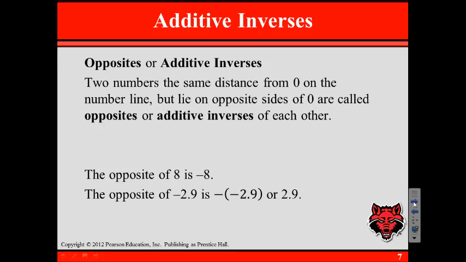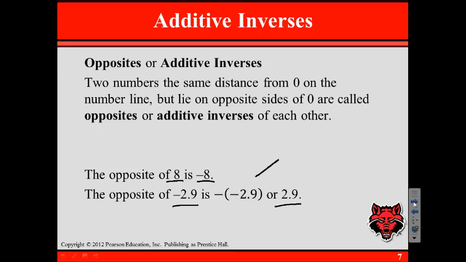When we speak about positive numbers and negative numbers, it's helpful to talk about additive inverses or opposites. An opposite or an additive inverse, these are two numbers that are the same distance from zero on the number line, but lie on opposite sides of zero. So 8 and negative 8, for example. 8 is 8 units to the right of zero. Negative 8 is 8 units to the left of zero. These are called opposites. The same is true with negative 2.9 and positive 2.9.